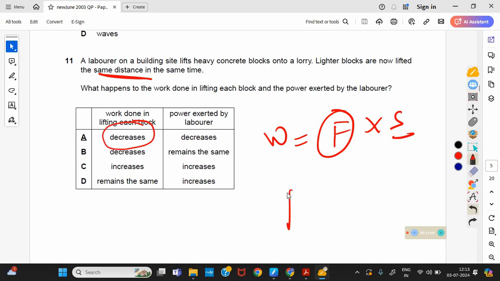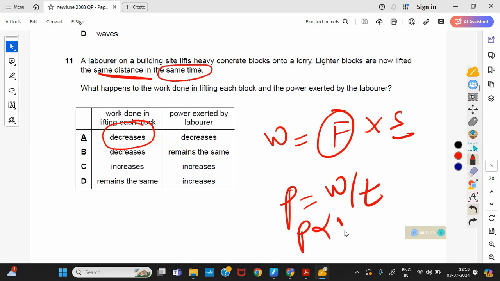Now the power. Power is equal to work done divided by time. Since time is also constant, power is proportional to work done. You can see work done decreases and the power also decreases. Option A is the correct one here.